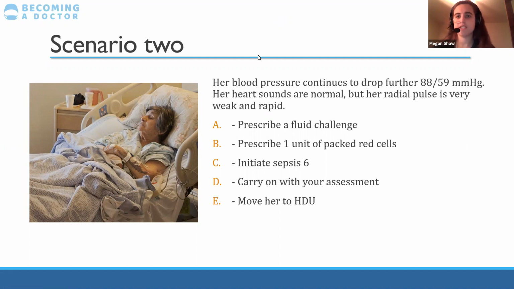And I'll just give you 20 seconds. And it's just important to note, I know earlier I said a radial pulse is normally present at 90 over 60, but that is just an estimate. So it is quite feasible that she'd still have a radial pulse at 88 over 59, but that might be why it's weak. So a couple more seconds.